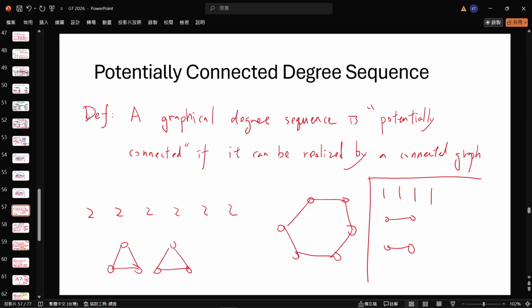For example, take this degree sequence, just six 2s. For this degree sequence, obviously we can use a disconnected graph, which consists of two cycles, or two triangles, to realize it. Or we can just use one cycle, which is connected. So we want this and not this, okay.